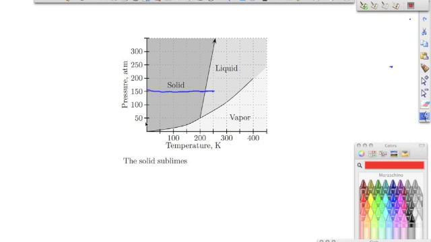So if we look at anything below 50, what happens is as we're moving across, it moves straight from a solid into a vapor. Okay, so this would be sublimation. So anything below this 50 atmospheres of pressure, we're going to have sublimation.